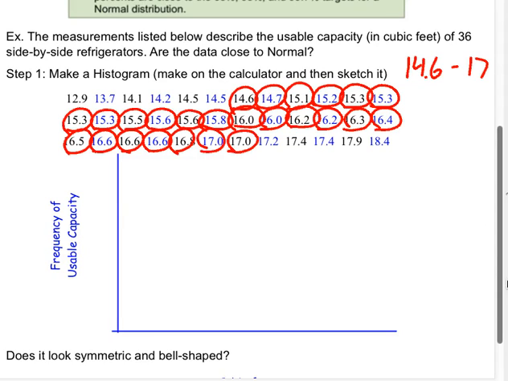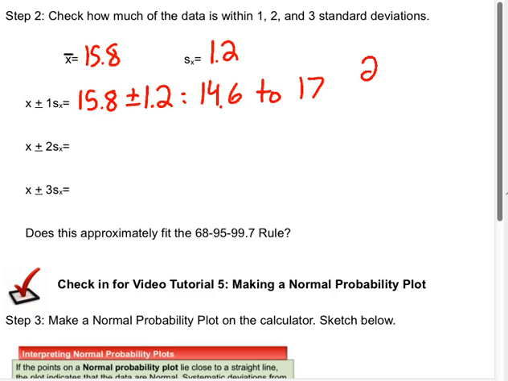All right. So how much of the data? Well, I'm counting 1, 2, 3, 4, 5, 6, 7, 8, 9, 10, 11, 12, 13, 14, 15, 16, 17, 18, 19, 20, 21, 22, 23, 24, 25. So we have 25 of our 36 data points within one standard deviation.